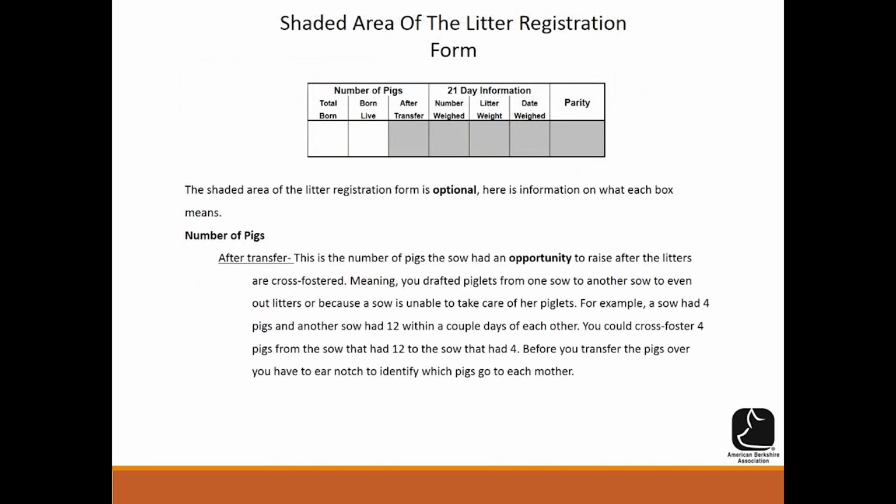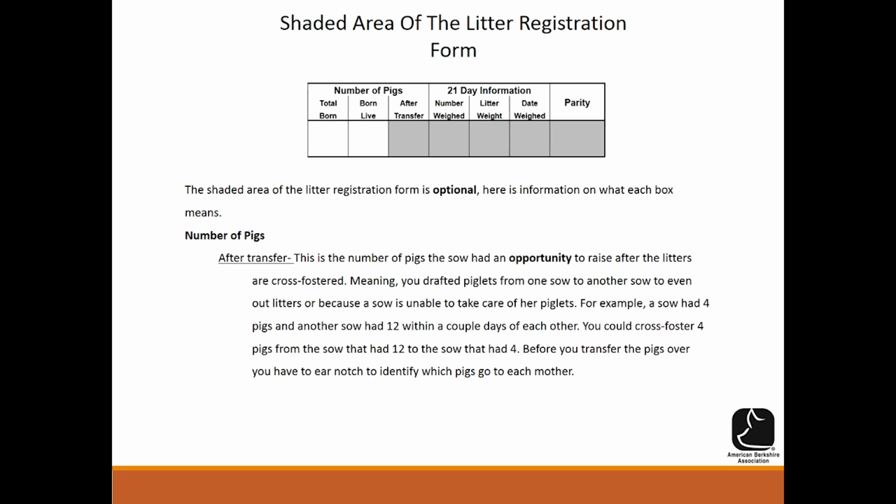Shaded area of the litter registration form. The shaded area of the litter registration form is optional. Here is information on what each box means. The shaded area is broken into 2 sections. The first section reads, number of pigs, and below says, after transfer.